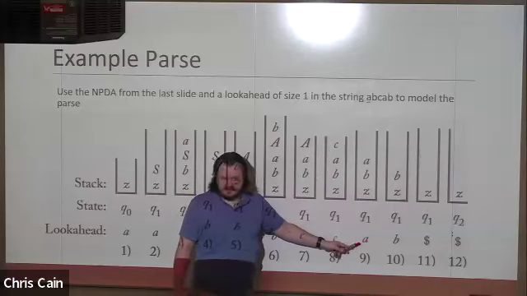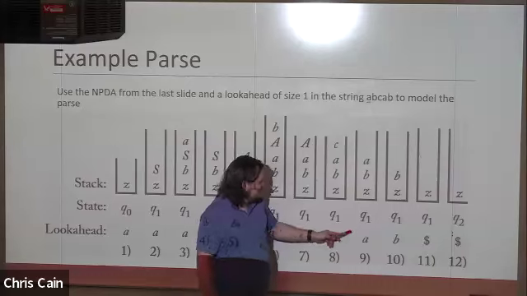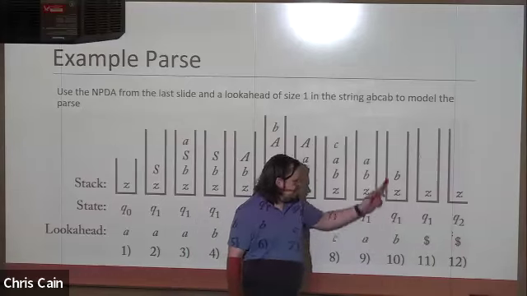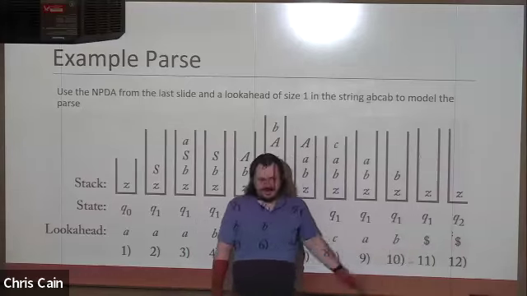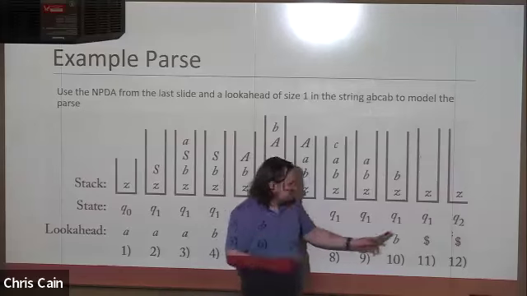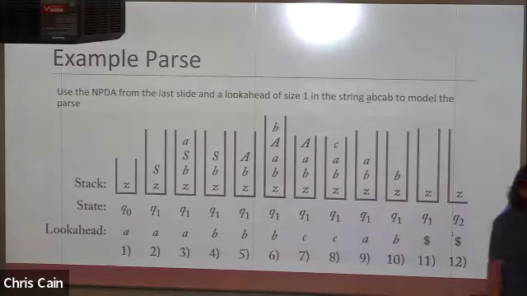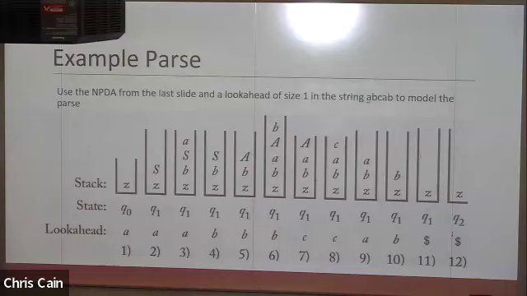What's left is the A, which is the next look ahead. We can pop that off. Next look ahead is the B, we can pop that off, and then we get to the end of string marker as the last look ahead. So we can transition freely from Q1 to Q2, and because we know we're at the end of the string, because the look ahead is $, we're in a final state, and the stack is empty.